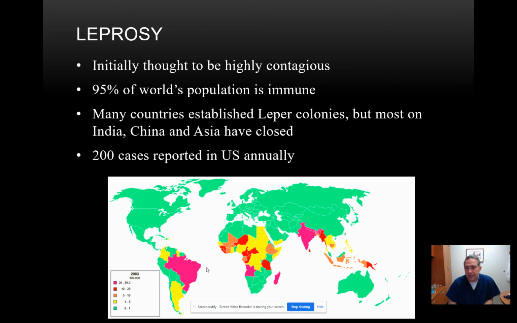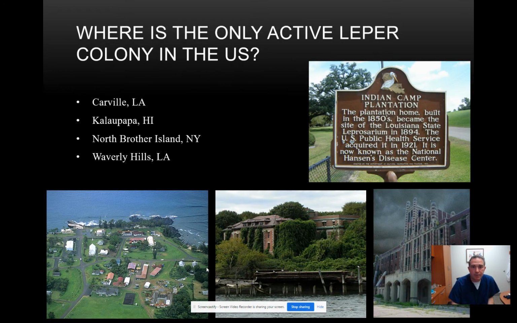Initially, it was thought to be highly contagious, but it's actually 95% of the world's population that is immune. Many countries had to establish leper colonies because they just weren't really sure how it was being spread. Most of them have closed. There are still a couple hundred cases reported annually in the US.